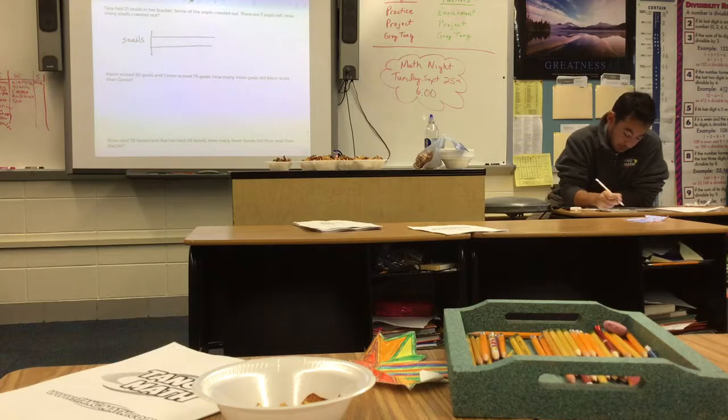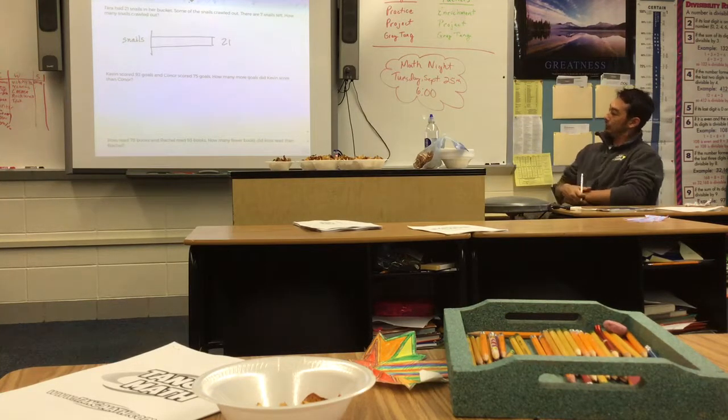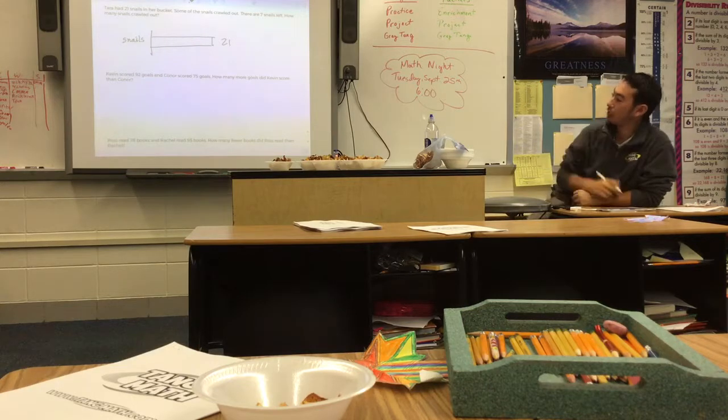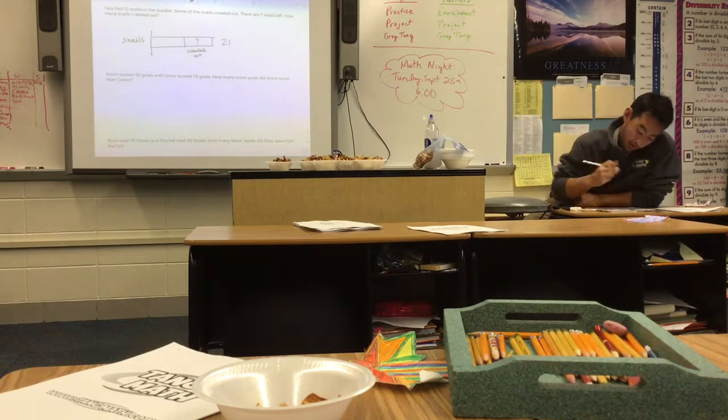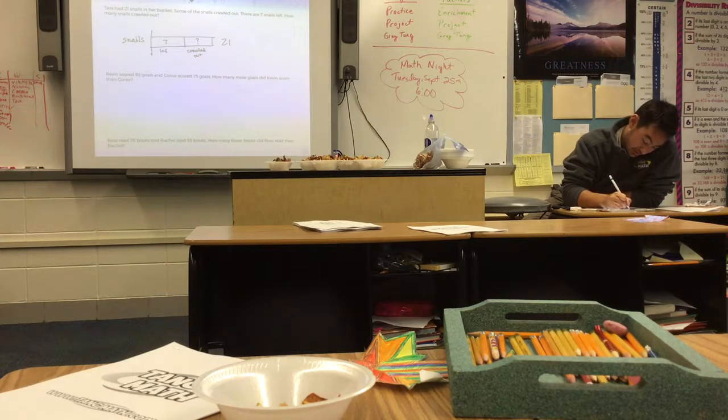She had 21. Okay, there's my 21. There's my all. And some crawled out. If some crawled out, does my bar get shorter or longer? Shorter. Crawled out. Some crawled out. Now there are 7 snails left.